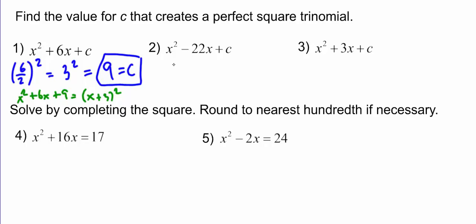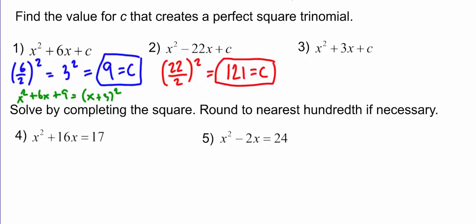On number 2, same kind of problem, 22 divided by 2 quantity squared. Well, that's 11 squared, so 121 is our value for c. And then number 3, the same kind of deal. The only thing that might complicate it here for you is that you have an odd number for b, so it doesn't work out quite as pretty, but still we can square it. 3 halves squared is 9 fourths, and that would be our c value.